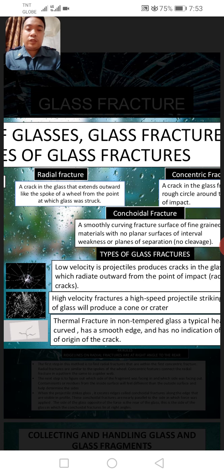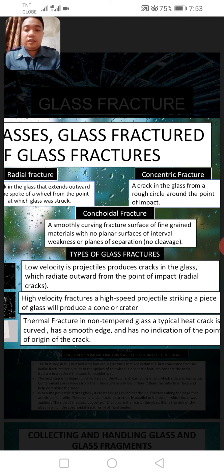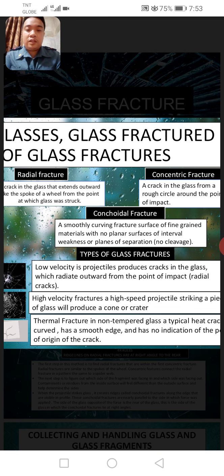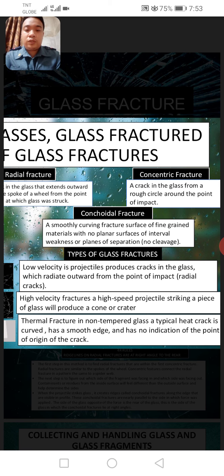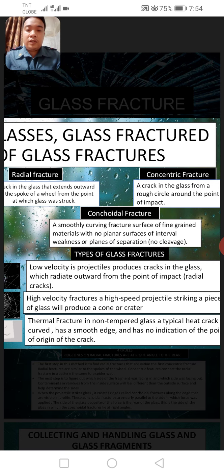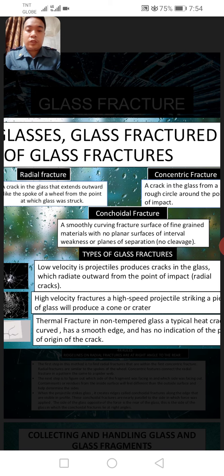Types of glass fractures. Low velocity projectiles produce cracks in the glass which radiate outward from the point of impact, radial cracks. High velocity fracture: a high speed projectile striking a piece of glass will produce a cone or crater. Thermal fracture: in non-tempered glass, a typical heat crack is curved, has a smooth edge, and has no indication of the point of origin of the crack.